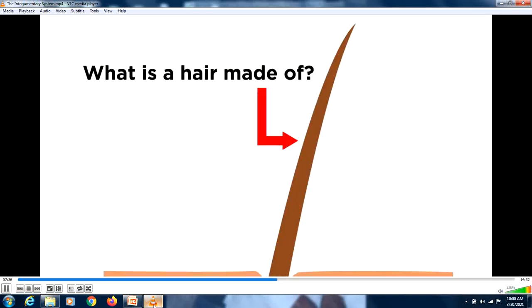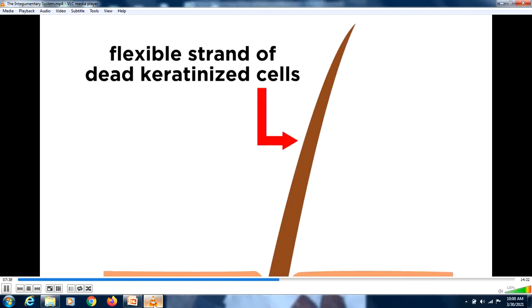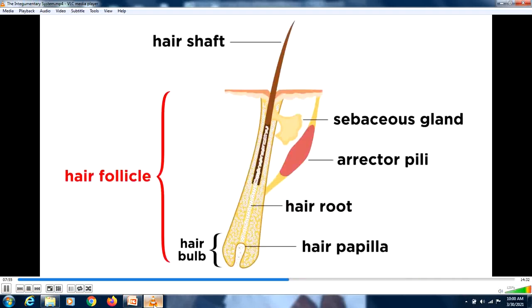So what is a hair made of exactly? As it turns out, a hair is a flexible strand made largely of dead keratinized cells. This is hard keratin, which is a bit different from the soft keratin found in cells of the epidermis, which makes them more durable and not as flaky. Hairs are produced by hair follicles. These possess a root, which is the part deep inside the follicle where keratinization is happening, and a shaft, the part closer to the surface of the skin, and then extending outside the body where keratinization is complete.